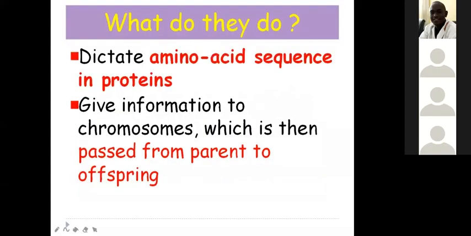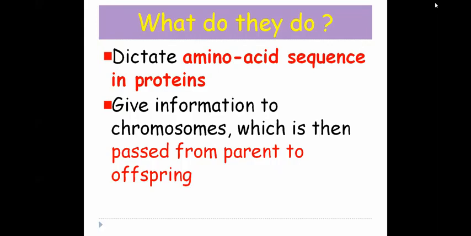So nucleic acids are basically chemicals that determine the amino acid sequence in proteins. Most of the structures of our body are proteins, and for those proteins to look the way they look, we need amino acids. We'll go phase by phase and try to fuse in some questions as we go on, so that we save time. We already lost a few minutes. They give information to chromosomes, which is then passed from parents to offspring.